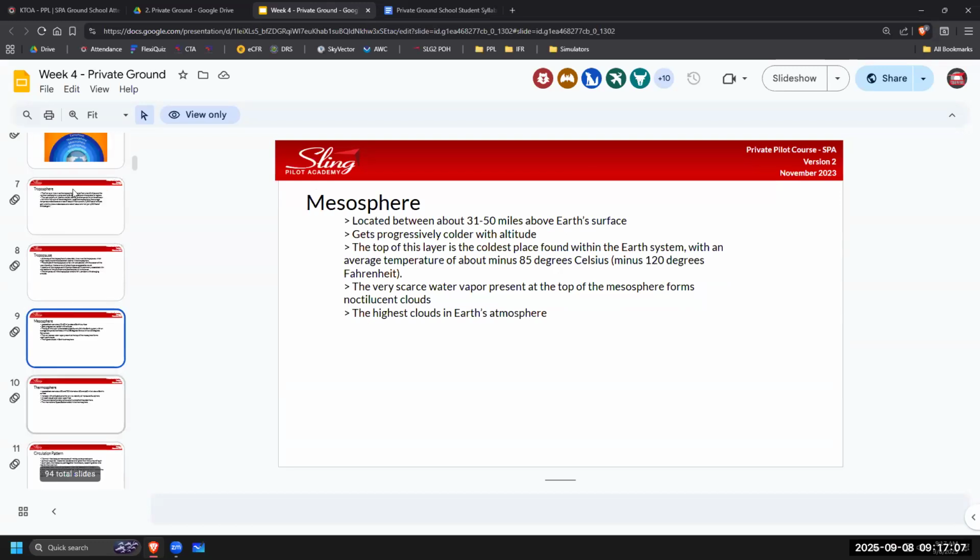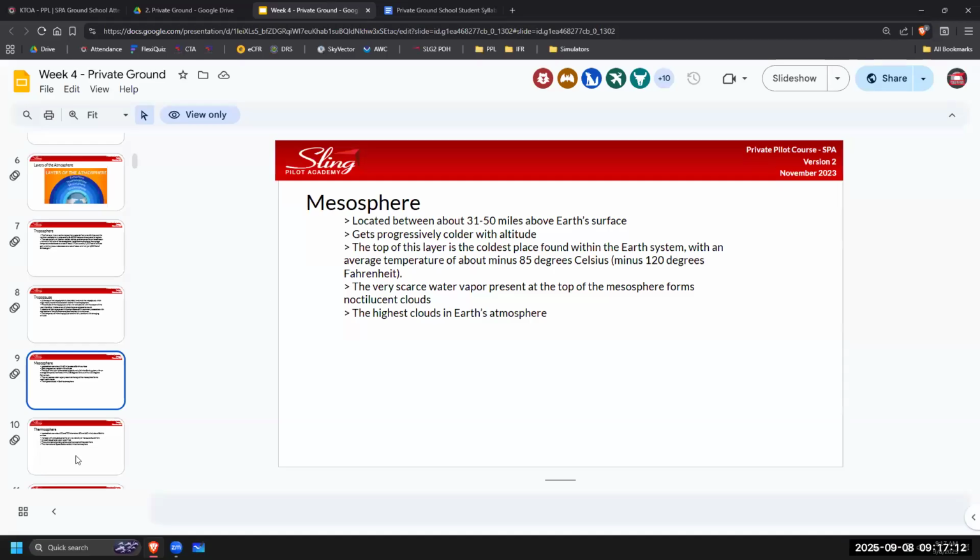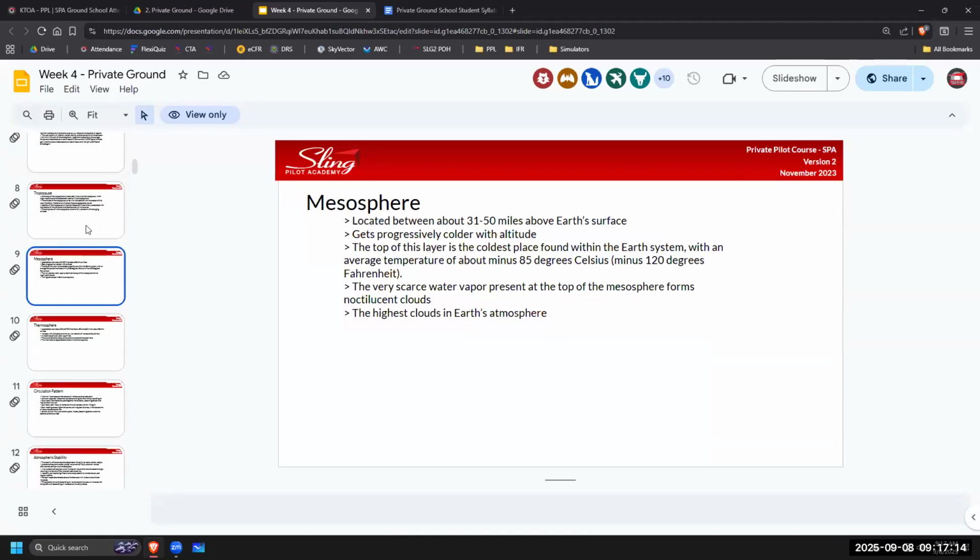Above, did they just skip the stratosphere? Apparently. Thermosphere? Yeah, they just skipped the stratosphere. Here's a slide on the mesosphere.